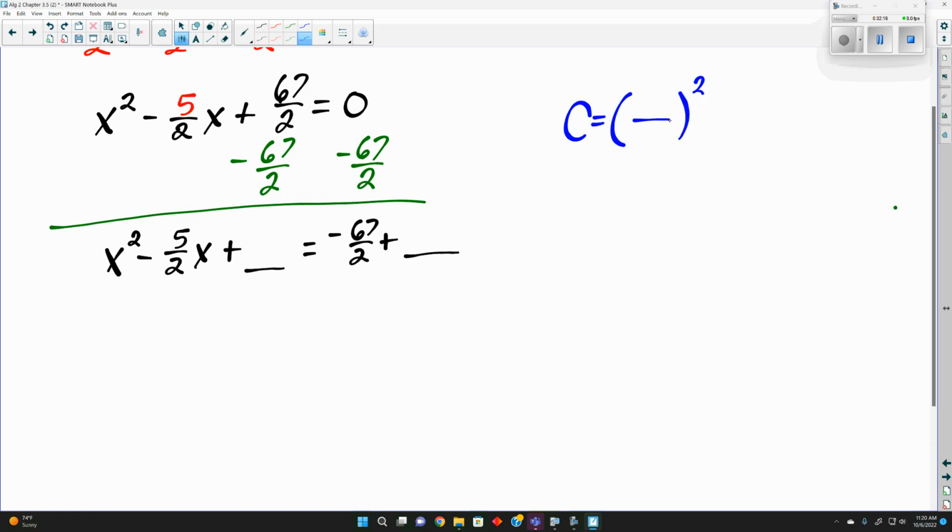B over 2 squared. And here our B value is negative 5/2. Now again, the calculator can do negative 5/2. Because we could type that into the calculator, negative 5/2 divided by 2, and it'll tell us it's negative 5/4, squared. And we could square this in the calculator. Now we know the number is going to come out positive because a negative times a negative is a positive. 5 squared is 25. 4 squared is 16. And we're going to add it to both sides.